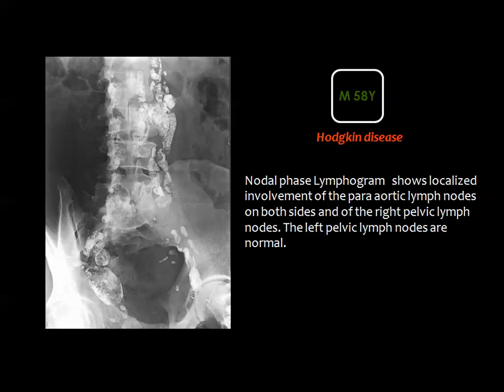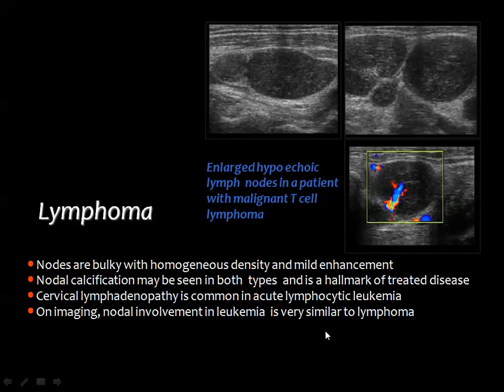Lymphoma nodes by the previous technique, lymphography, usually have the appearance of soap bubbles. The nodes are considerably enlarged and they are faintly stained by the injected contrast material. This appearance of nodes on lymphography is somewhat suggestive of lymphoma. In lymphoma by ultrasound, the nodes are bulky as in any imaging modality.